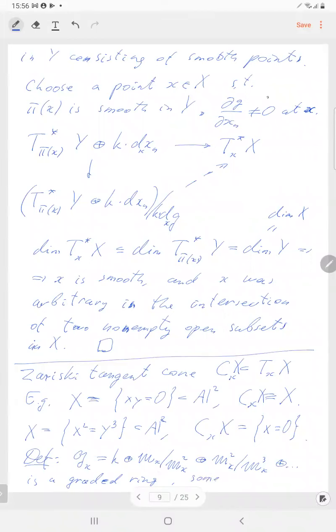Well, let me go to the next page. The tangent cone C_x, by definition, is the spectrum of... let me erase everything. It's a graded ring, but unfortunately, as we have just seen, it can sometimes have nilpotents. So we take its quotient modulo the nilpotent radical, say G_x modulo N, and then take its spectrum.